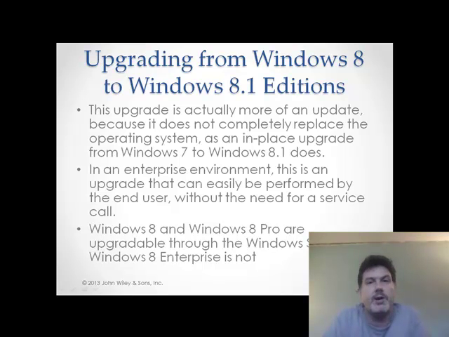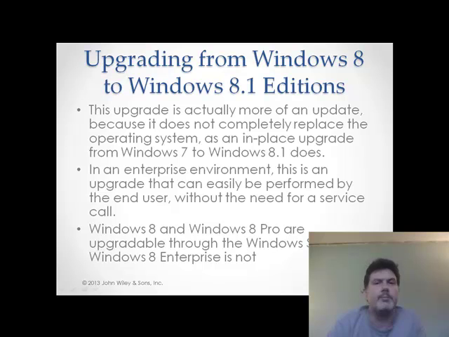If you're going to be upgrading from Windows 8 to Windows 8.1, this is not really what we call an upgrade. This is really more of an update. It does not completely replace the operating system. It just adds additional features. So if you were going to upgrade, say, from Windows 7 to 8.1, that's an in-place upgrade. That's a true upgrade. But going from 8.0 to 8.1 is really an update. It is something you download from Microsoft and it will install, and it just adds additional components.